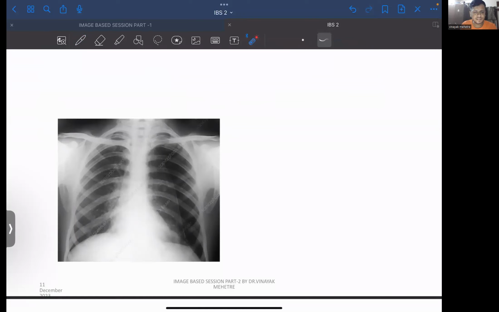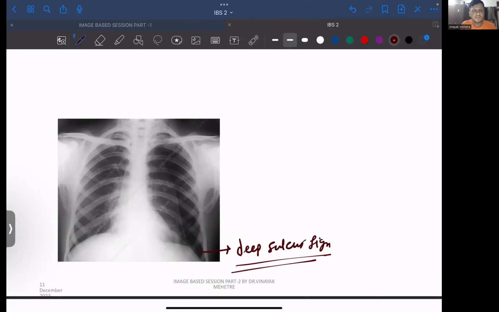I have shown you the normal X-ray. CP angle ऐसा होता है. Over here, CP angle is not even present on the X-ray. So what has happened? CP angle is going down. इसी को हम बोलते हैं deep sulcus sign. Deep sulcus sign.